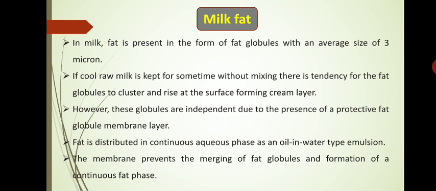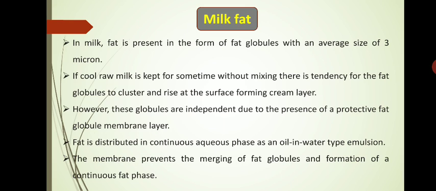So you all know that the quality of milk mostly depends upon the quantity of fat. The higher the fat content, the better the milk quality is considered to be. If cool raw milk is kept for some time without mixing, there is a tendency for the fat globules to cluster and rise to the surface, forming a cream layer. So if you place raw milk for some time, you can find a layer. This layer is nothing but a layer of fat. This cream-like layer contains mostly fat.